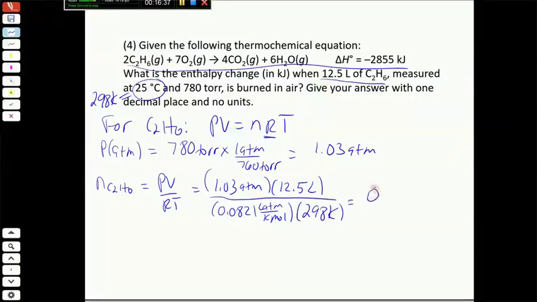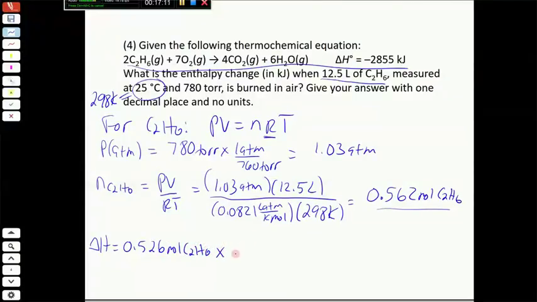And so what we find out is that this amount of C2H6 at this pressure, volume, and temperature corresponds to 0.562 moles. And then if we know we have 0.562 moles of C2H6, we can use the thermochemical equation that we're given to figure out what would be the delta H when that many moles of C2H6 is consumed in the combustion reaction. So then our enthalpy change delta H is going to be, we have 0.562 moles of ethane, C2H6.